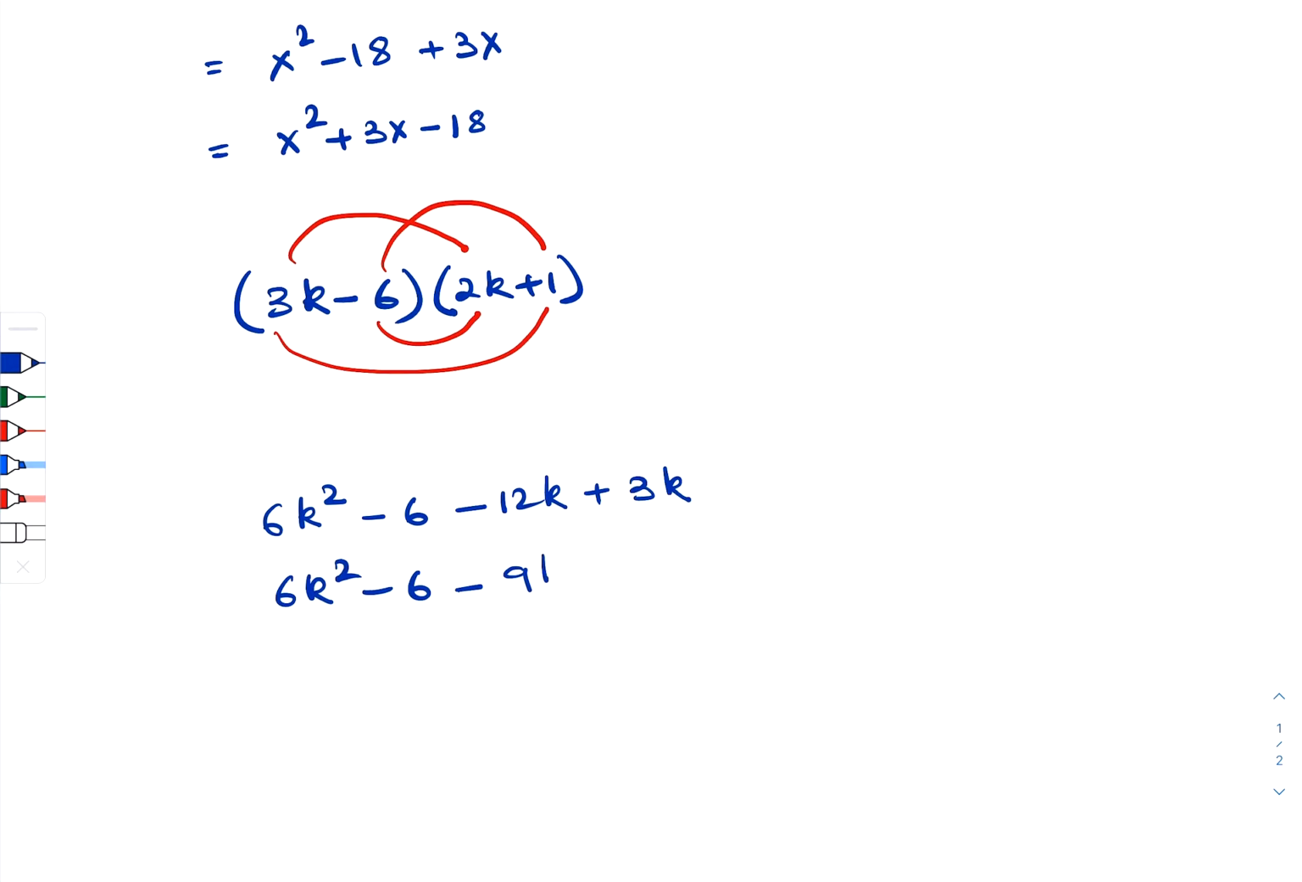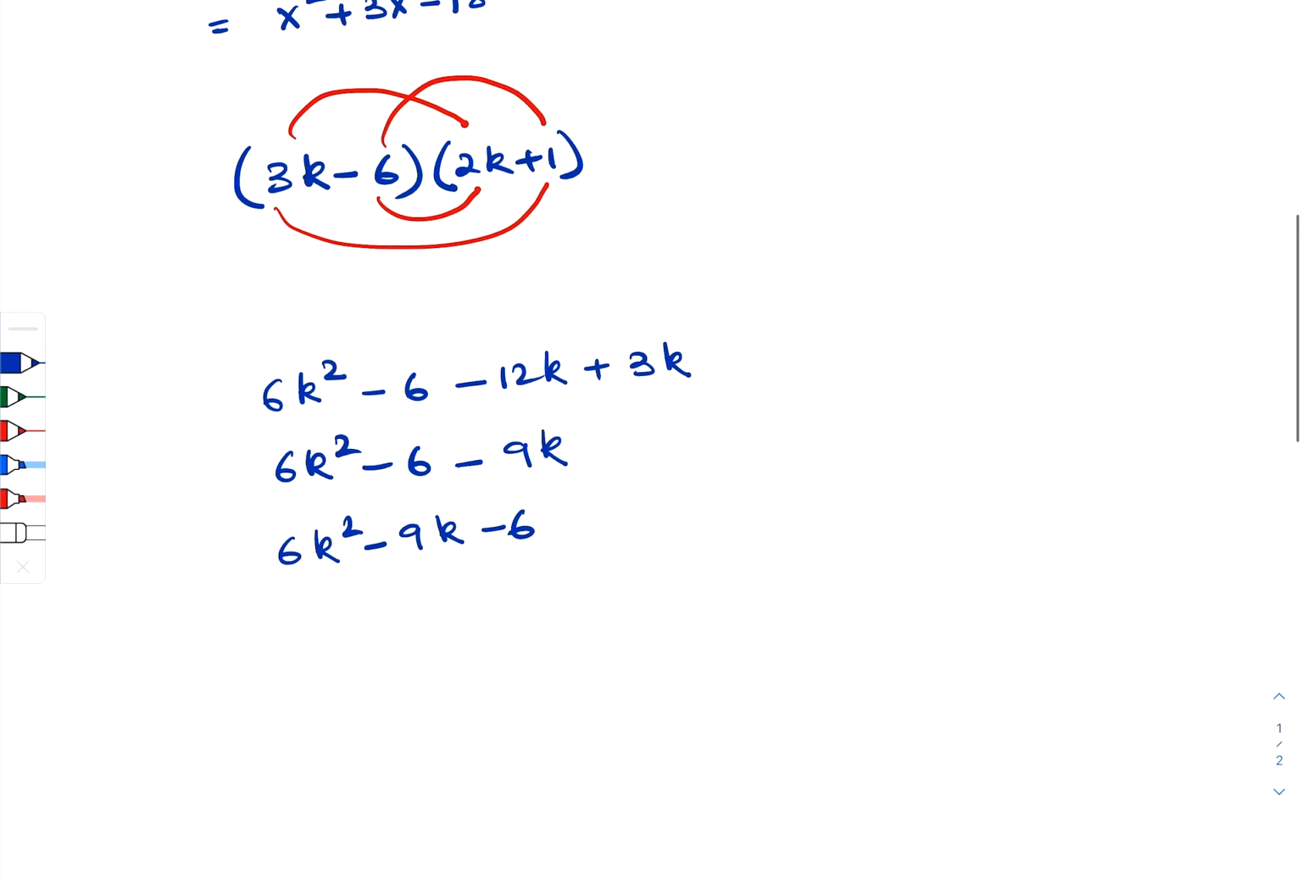Minus 9k, and then let's rearrange from highest power to lowest power. There you go. Hopefully that made sense.